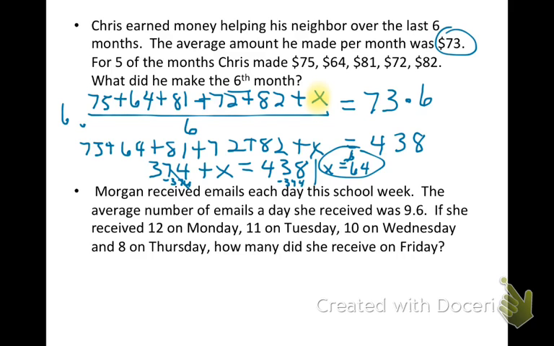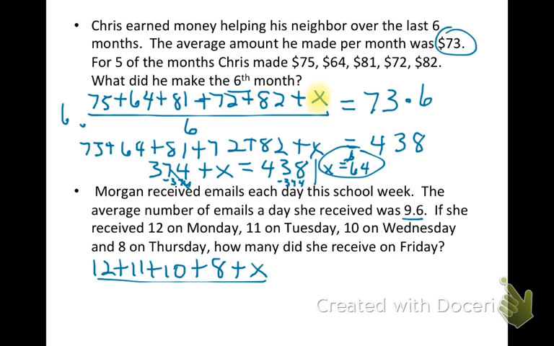Now the next problem, number 2, Morgan received emails each day this school week. The average number of emails a day that she received was 9.6. So there's the mean. If she received 12 on Monday, 11 on Tuesday, 10 on Wednesday, 8 on Thursday, how many did she receive on Friday?